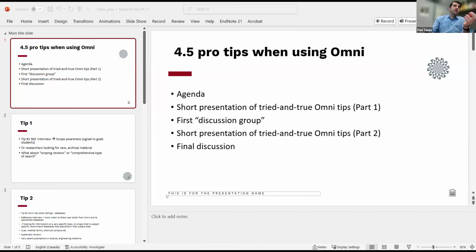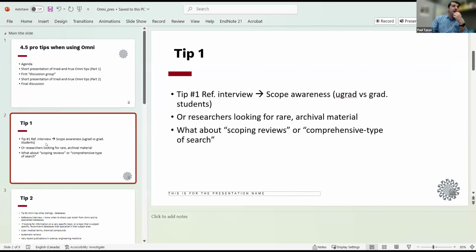I do openly admit that the medium, the online chat, doesn't necessarily lend itself to a full-blown reference interview. My plea here today is to do your best, implement it. Why? Because my first pro tip actually has to do with running the reference interview to the best of your abilities in that environment, and that will give you scope awareness.